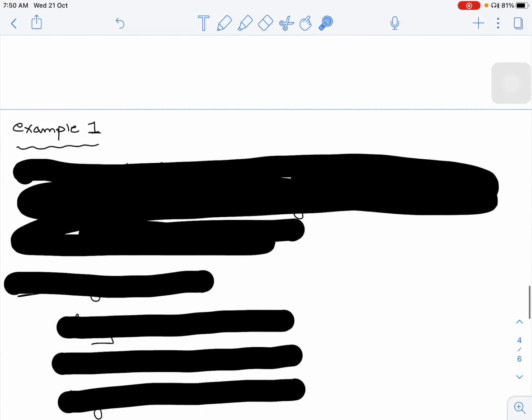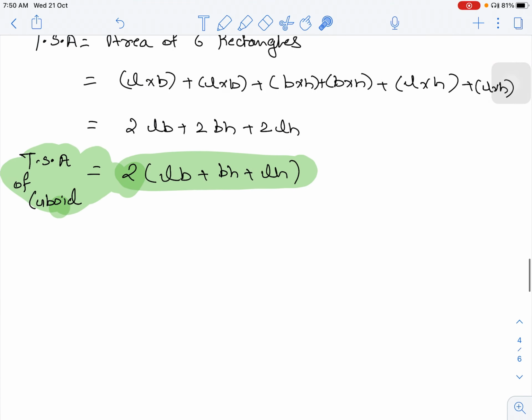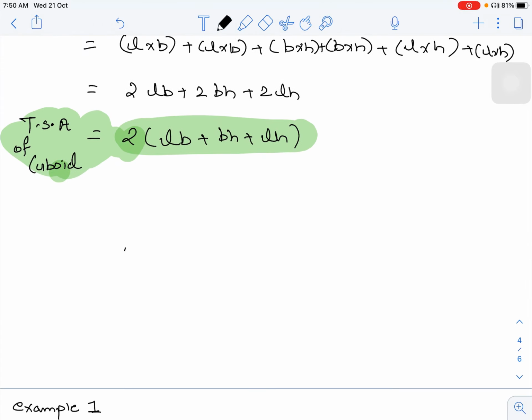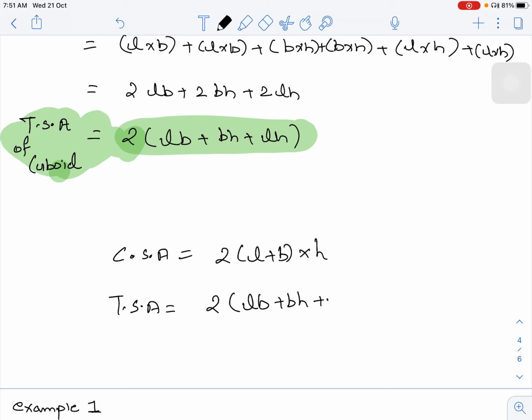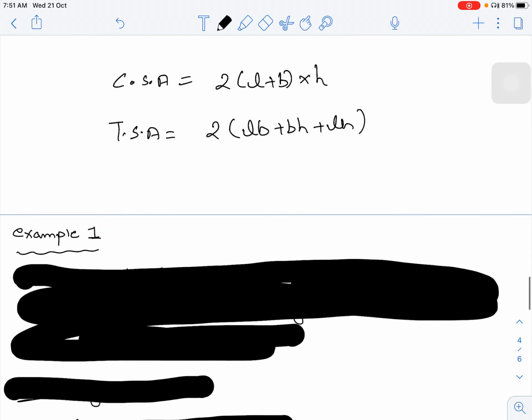Now let us consider our first example. So finally we have our two formulas, let me write them over here. For a cuboid, CSA equals 2 in bracket L plus B into H, and TSA equals 2 in bracket LB plus BH plus LH, where LBH means length, breadth, and height. Okay, now let us solve some examples.